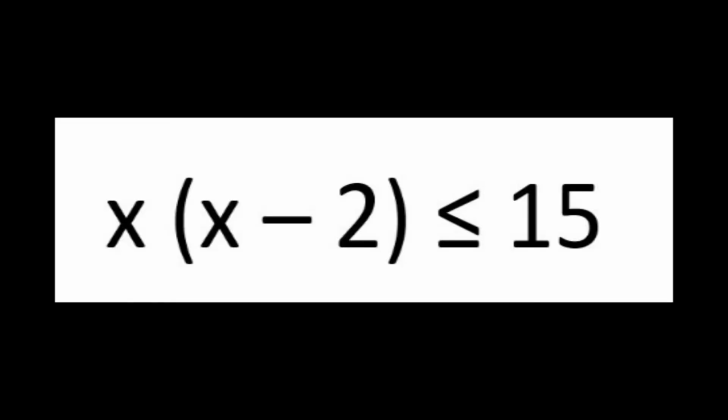In this section, we are looking at solving polynomial and rational inequalities. We are looking at values for x that, when I plug them in, I find that x times x minus 2 is less than or equal to 15. Now we're going to use a trick here, but in order to use this, you'll need to use a graphing program or a graphing calculator.